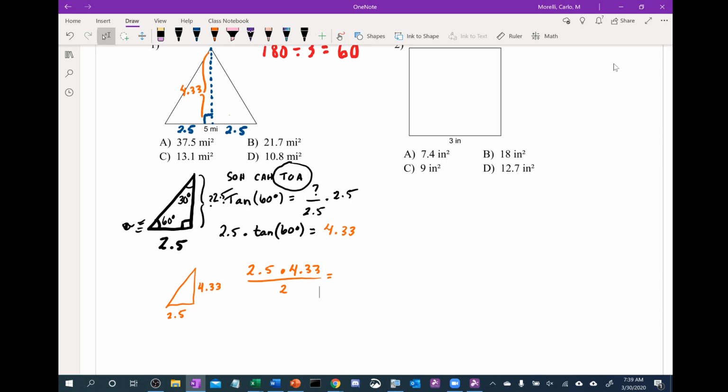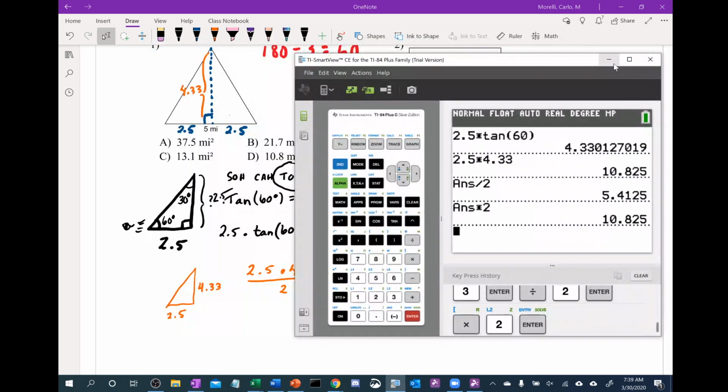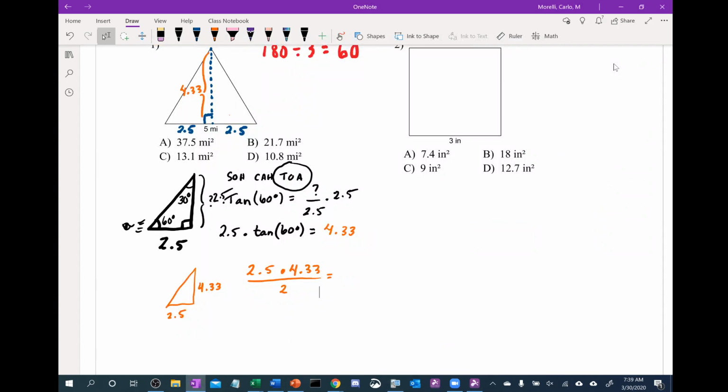Okay. So the smaller area was 5.4. All right. That's this smaller triangle area. If you multiply that by 2, you get 10.8. These are approximate values, but that gives us the answer choice D. Okay? So that's kind of how you're going to do these problems.